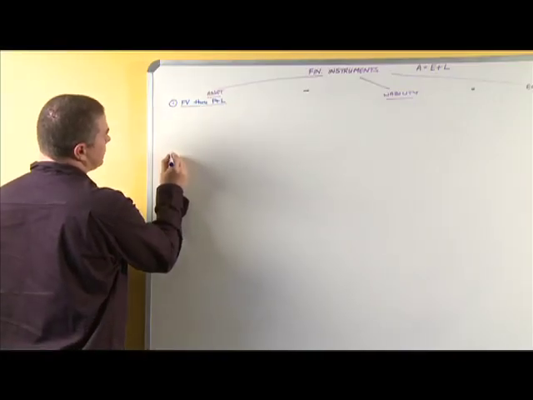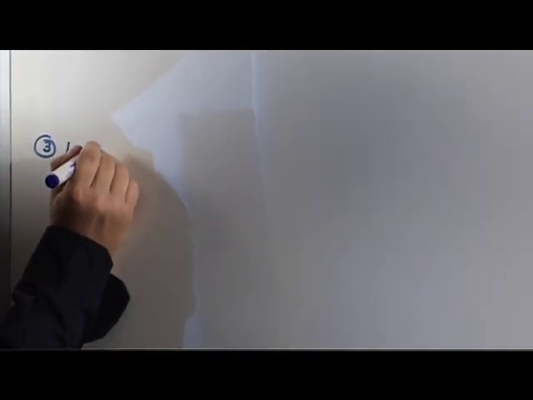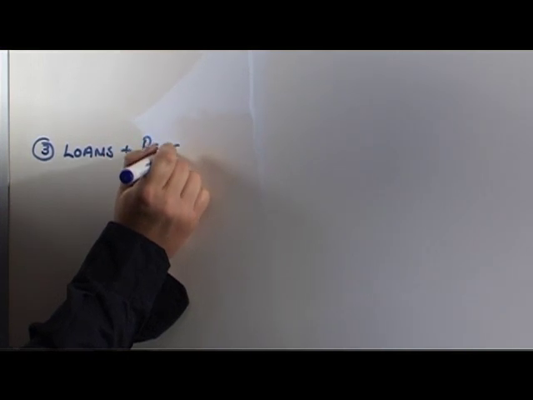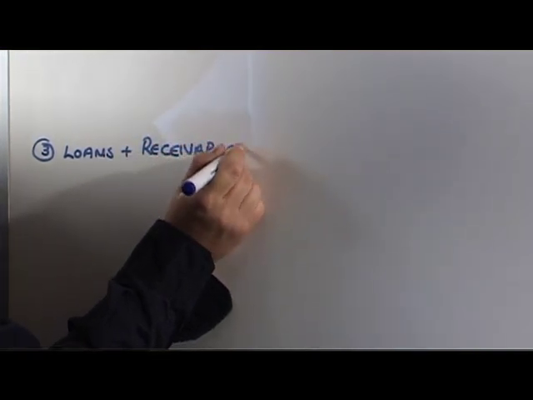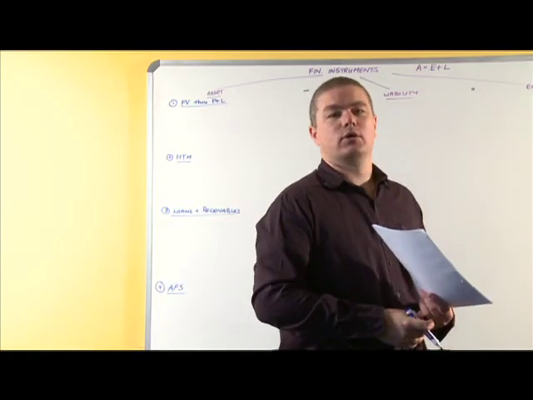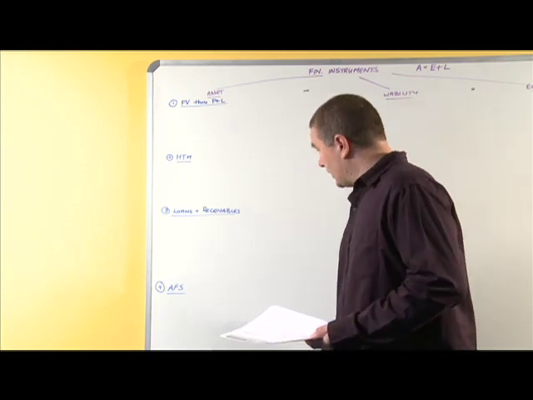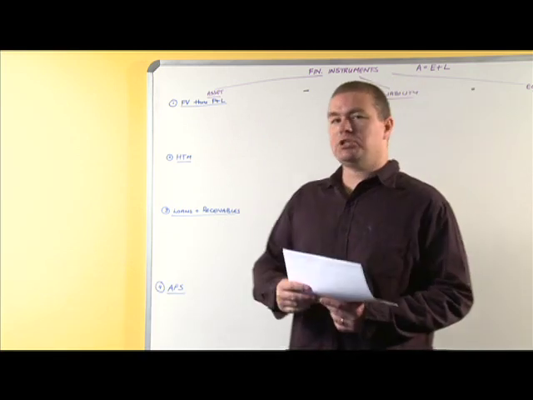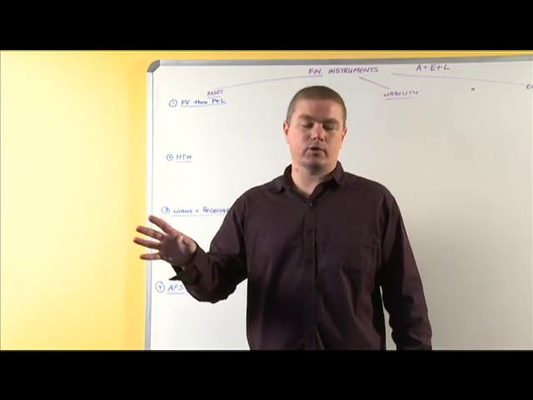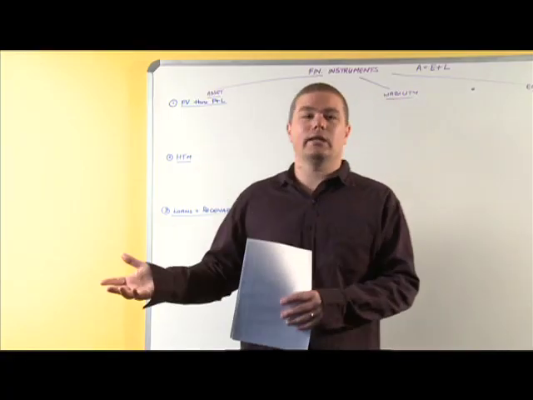The second way that I can do is held to maturity. The third is loans and receivables. And the final category, if you want to call it, is available for sale. Those are the four types of categories that we can have for a financial asset. Under each scenario, the general rule will be fair value. It's very much a fair value type of statement. It's obviously how you go about calculating that fair value.